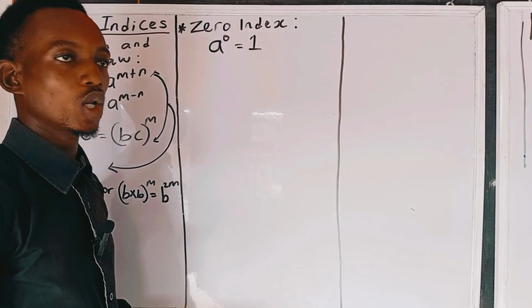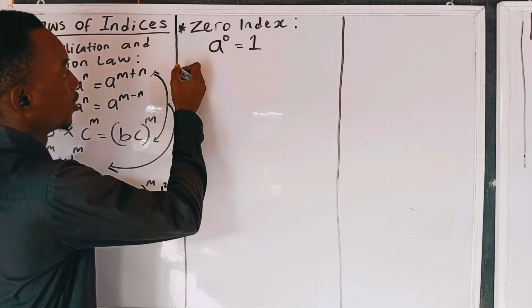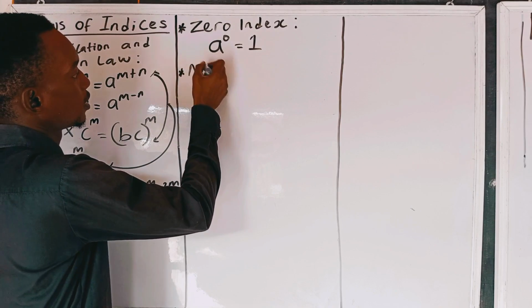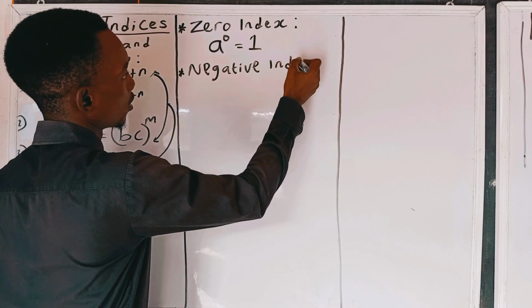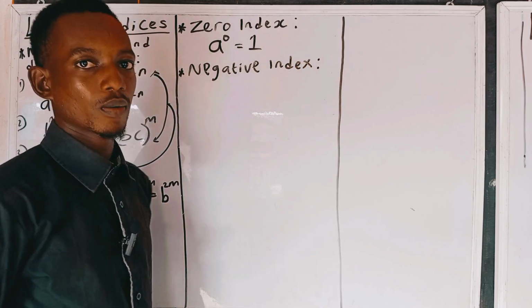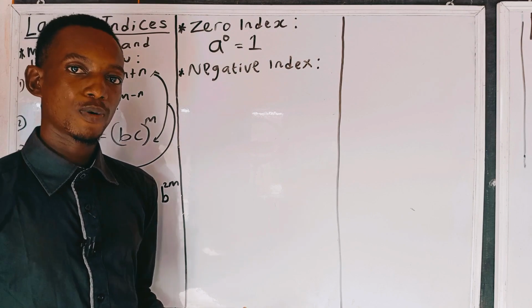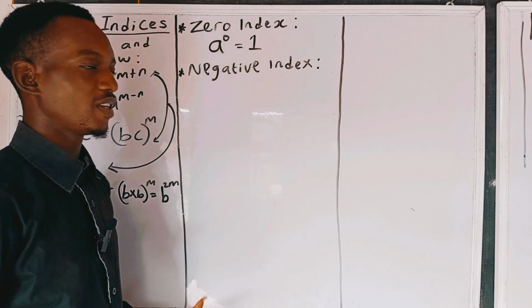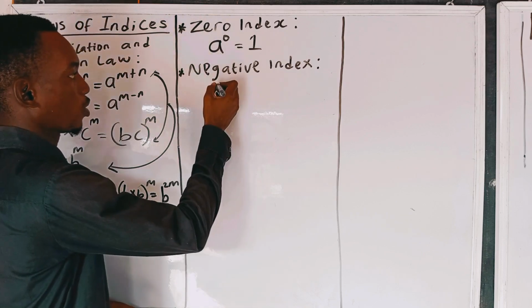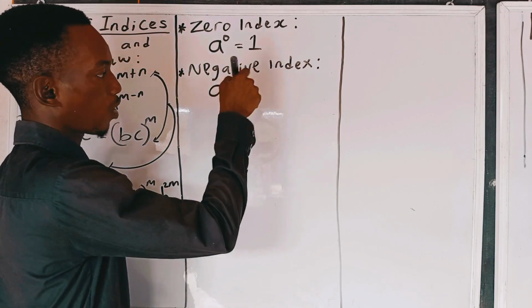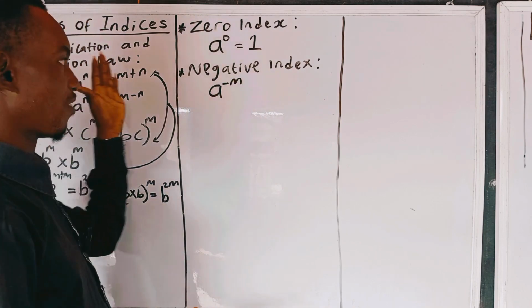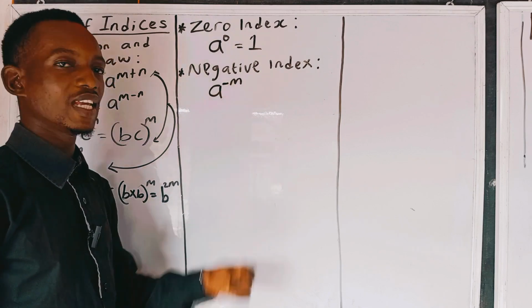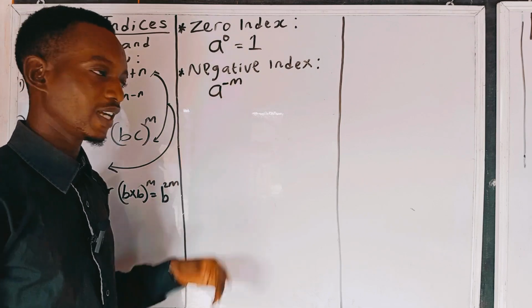Now, the next law we're talking about is the negative index or negative power. Okay, negative index or negative power. What is the meaning of negative index or negative power? It means that when you have a number, and the power is negative, minus m. So far we have been having positive powers. What about when we have a negative power? How do we simplify a negative power?